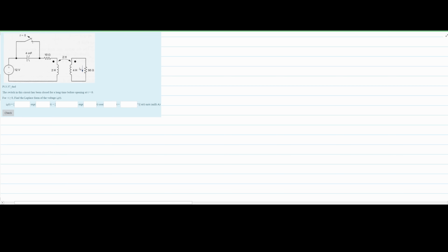For this problem, the switch in our circuit has been closed for a long time before opening at t equals 0. For t greater than or equal to 0, we need to find the Laplace transform of the voltage V0(t). So for this, our switch has been closed, and then it is being opened.